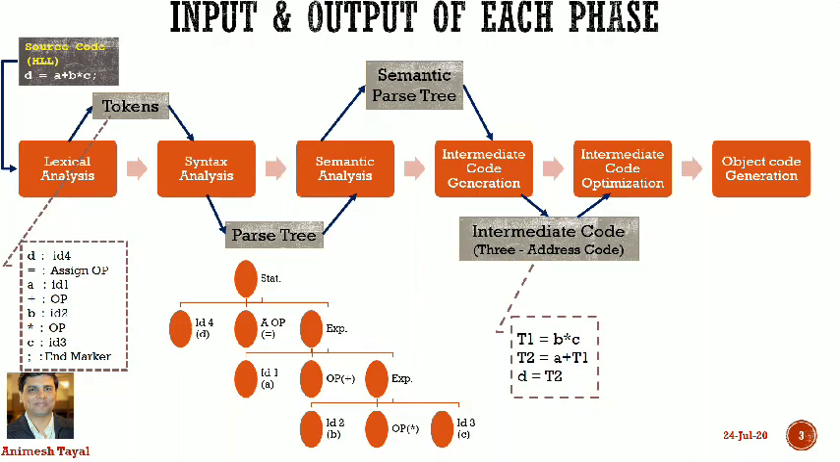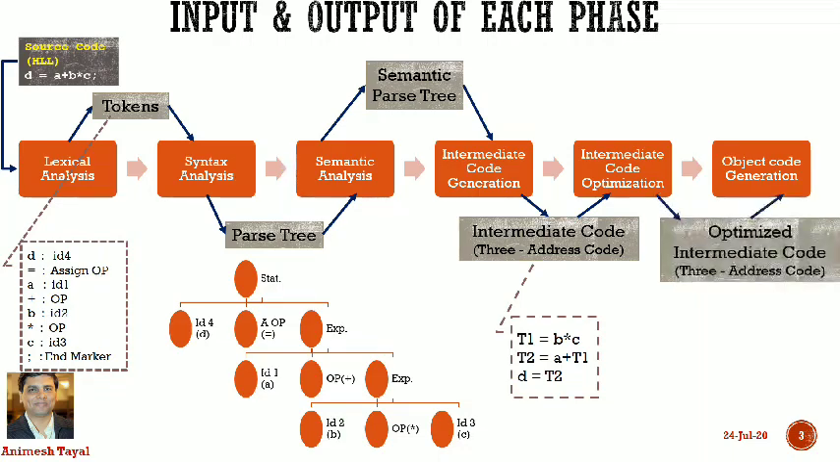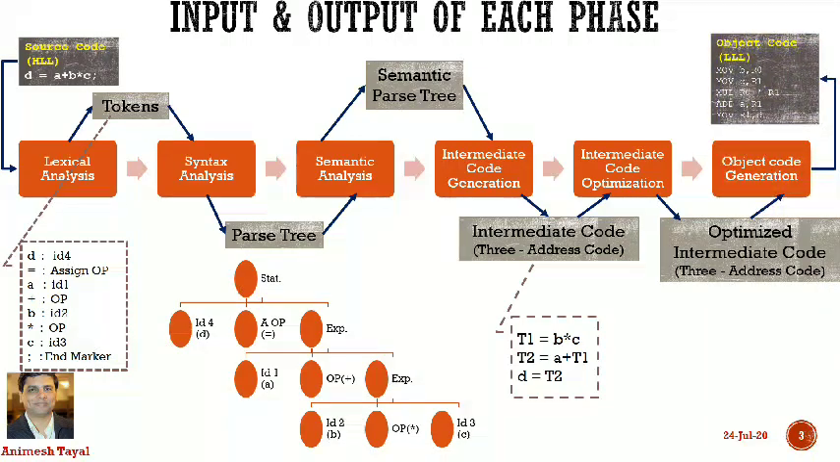Next phase, intermediate code optimization. In intermediate code optimization, it will provide optimized intermediate code. But in this example, we cannot explain the optimization, because in these three codes, there is no need of any kind of optimization. It's a very small example. So we'll discuss it in each phase. When we discuss each phase, I will explore this thing also. Last is the code generation phase.